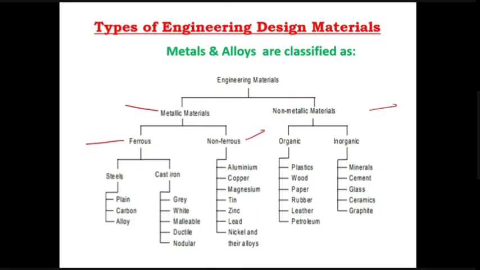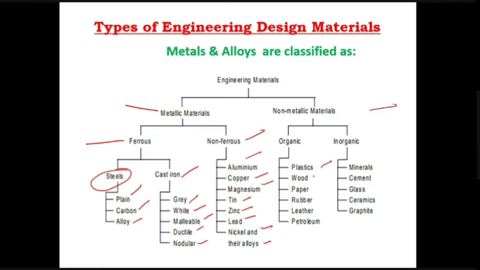So from ferrous we have steels: plain carbon steels and alloy steels. In cast iron, we have gray, white, malleable, ductile, nodular. In non-ferrous, we have aluminum, copper, magnesium, tin, zinc, lead, nickel, and others. So these are the materials which we normally use.